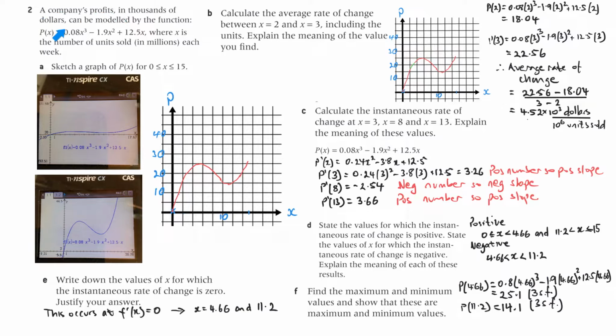A company's profits in thousands of dollars can be modeled by the function, this one, where x is the number of units sold in millions each week. Now, the first thing I did was just to put that function into the calculator to see what it looks like. The first image came up like that on the graphic display calculator, and then I looked at the way it was displayed and I changed the numbers on the y-axis and I got it to look more like this so I could see where there might be minimums and maximums. Okay, so you can do the same on your calculator as well. Then what I did, it says sketch, so I then copied it onto my own one.